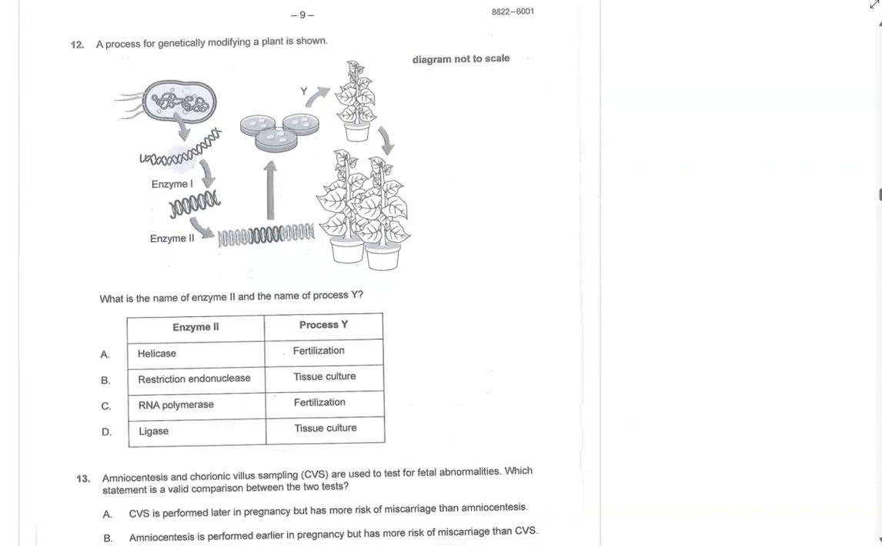Okay, so now we've got a process for genetically modifying a plant. So what's the name of enzyme 1? Well, enzyme 1 is ligase, because it's sticking things together, and then enzyme 2 is, sorry, I've just got myself in a muddle here. No, enzyme 1 isn't ligase, enzyme 2 is ligase, and then process Y is tissue culture. I'm so sorry, lost my brain. So enzyme 2 is ligase and process Y is tissue culture, so the answer must be D.